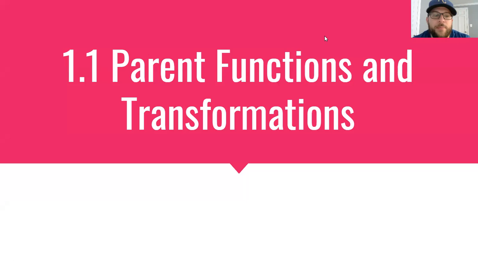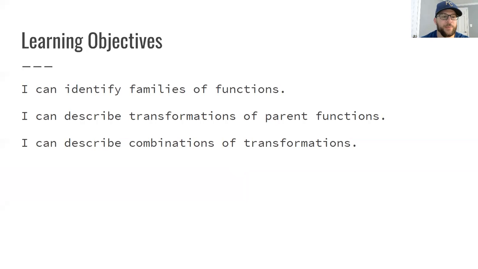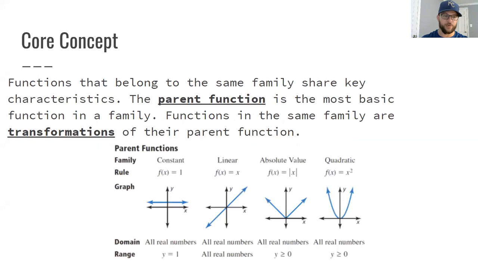All right, this is a big ideas tutorial for the Algebra 2 book, section 1.1, parent functions and transformations. So we're going to talk about different families of functions. Those are just groups, describing transformations of those parent functions and describing combinations of transformations.